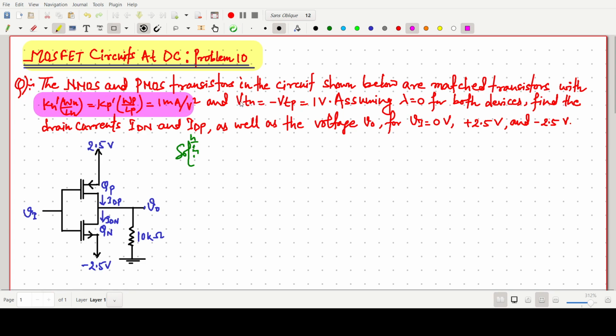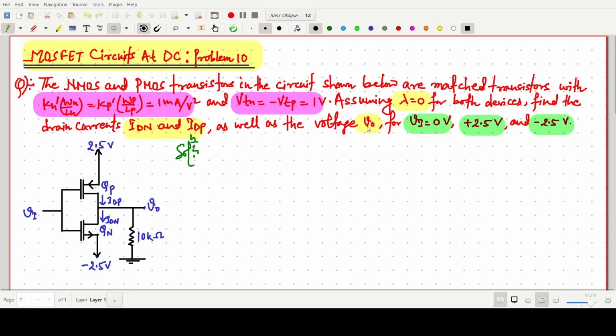The value of threshold voltage is given: for the NMOS 1 volt, for the PMOS minus 1 volt. Assuming channel length modulation is 0, so we have to neglect channel length modulation for both devices. Find the drain currents IDN and IDP, as well as the voltage V0, which is the output, for three different conditions: vI equals 0 volt, vI equals 2.5 volt, and vI equals minus 2.5 volt. So this one is the question.